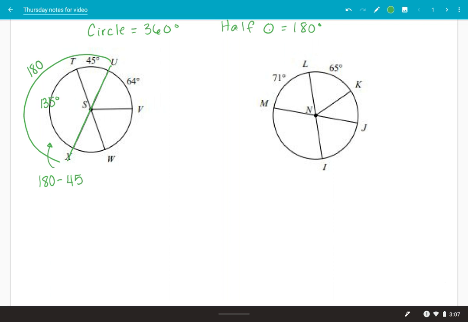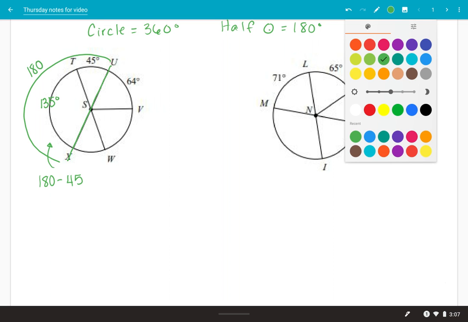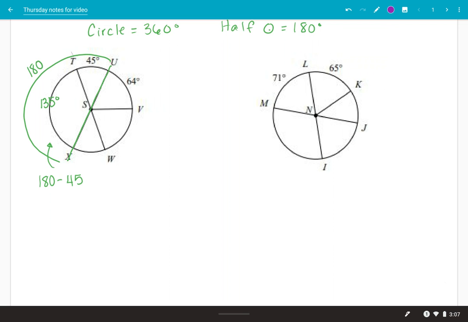Now I can do this on the other side too. And I'm going to do this one straight across right here. And we know that this one is 180 degrees also, if I add them all up. So I can go 180 minus the 45 minus the 64 to get me that angle right there. 180 minus 45 minus 64, straight onto my calculator. And I get this one to be 71 degrees.